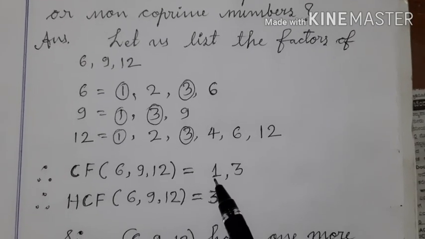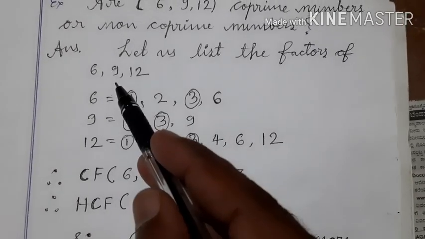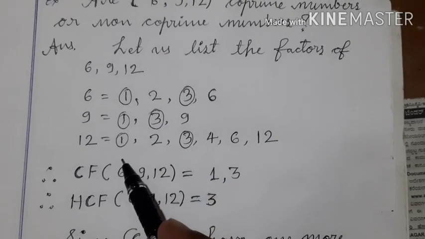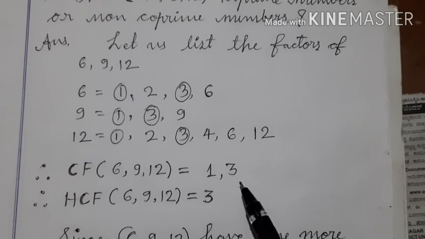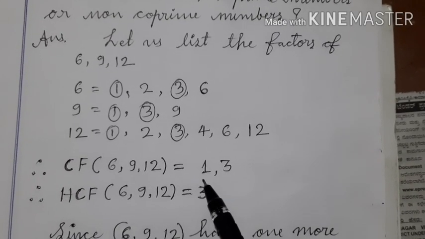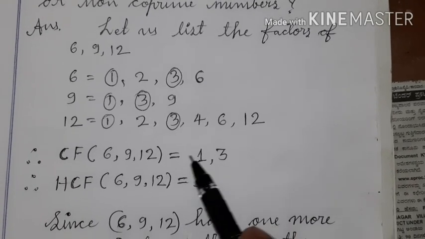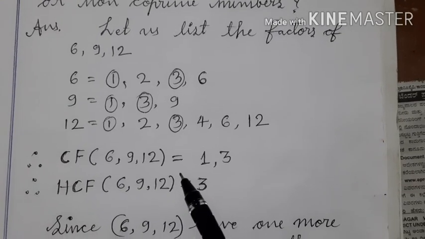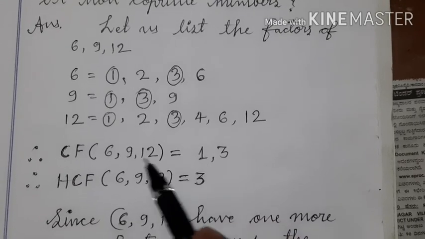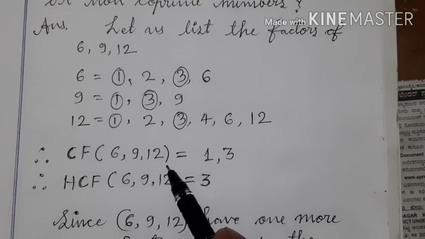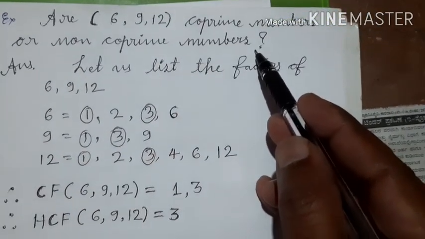Therefore, here, other than 1 and 3, there are no common factors of 6, 9 and 12. It means the numbers 6, 9, 12 have two common factors. One common factor is 1 and another common factor is 3. It means the numbers 6, 9, 12 have one more common factor 3 other than 1. That is why 6, 9, 12 are not coprime numbers. These are non-coprime numbers.